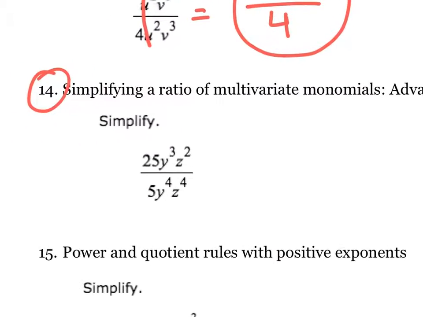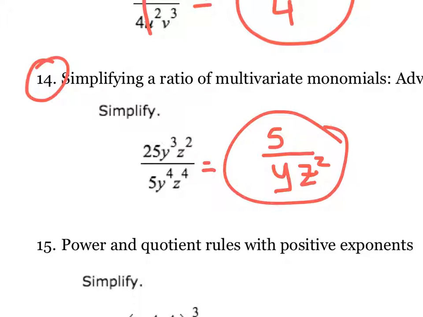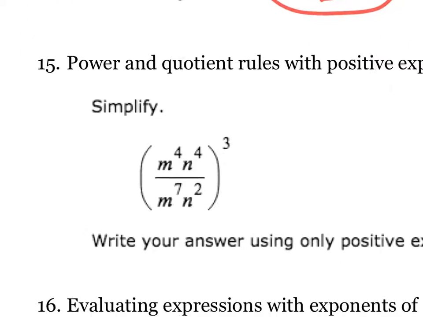Another simplify right here. So going back to that idea that we have numbers on the top and the bottom, 5 goes into both. So I got 5 on the top, 1 on the bottom. 3 y's on the top, 4 y's on the bottom, so that's going to give me a y on the bottom. And then z's, I got 2 on the top, 4 on the bottom. That's going to be 2 more left on the bottom, 2 z's on the bottom. And there's that one. 15.